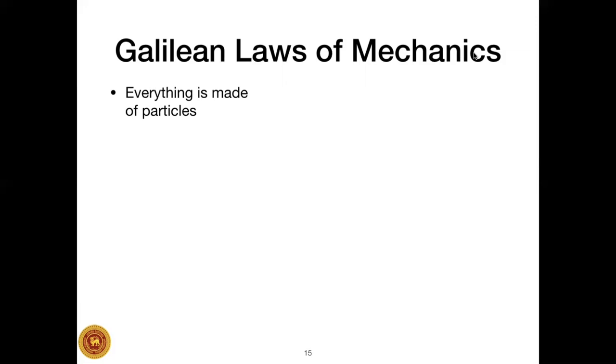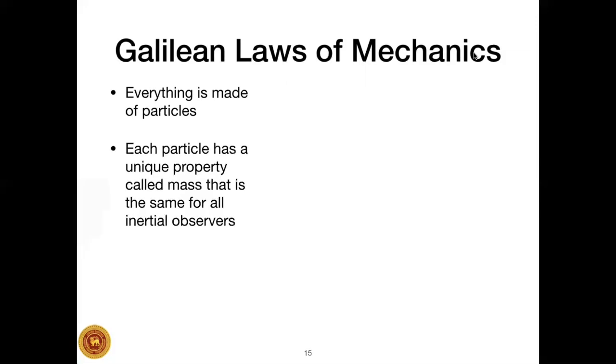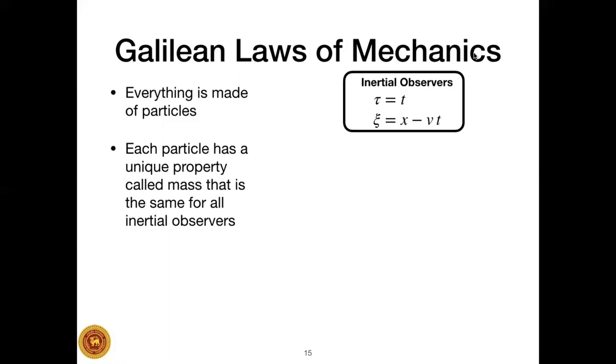These are what we call the Galilean laws of mechanics. Everything is made up of particles. This was not actually thought of at the time of Galileo Galilei, but now we know that everything is made up of particles. So an object is a collection of particles. If they're made up of particles, they must interact with each other. And each particle has a unique property called mass that is the same for all inertial observers. To recall, two inertial observers are related by these relationships, or in other words, their frames are moving at constant velocity with respect to each other without rotation. So each particle has a unique property called mass that is the same for all inertial observers.